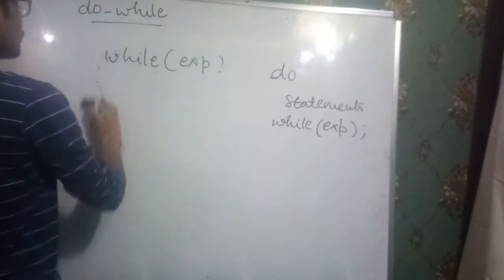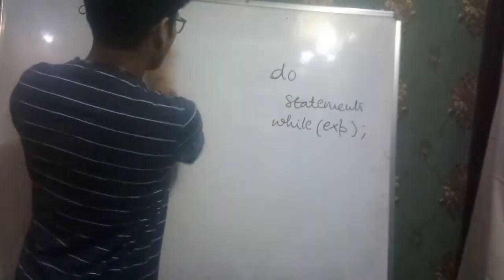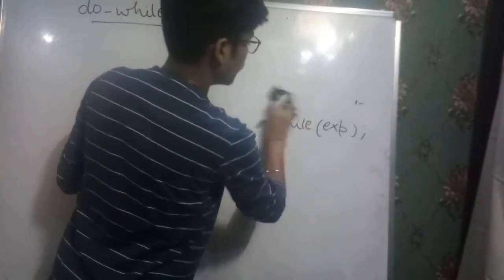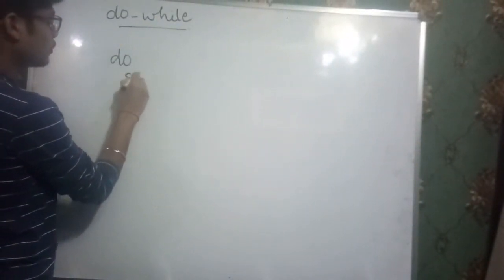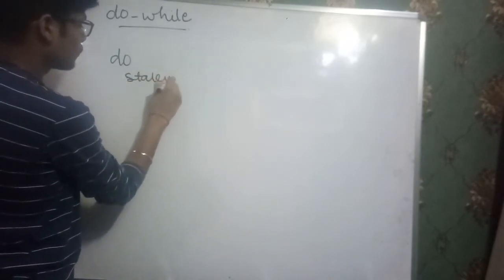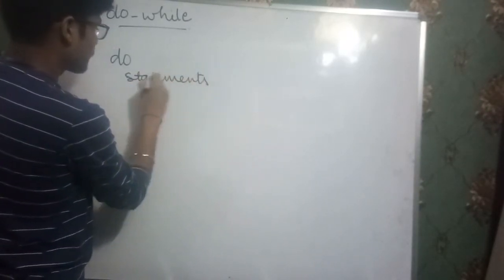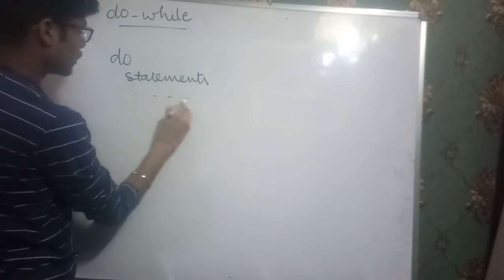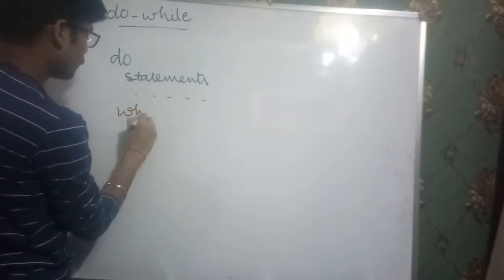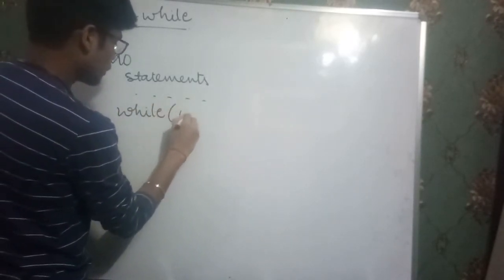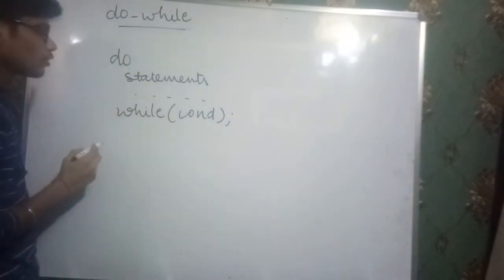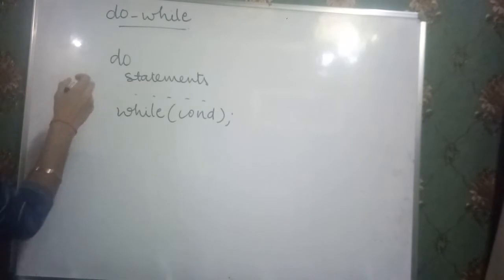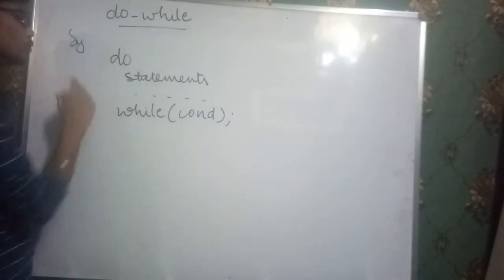Now I will tell you the exact syntax of the do while loop. Do, then statements, then again while and a condition, and we put a semicolon. So this is the syntax for the do while loop.